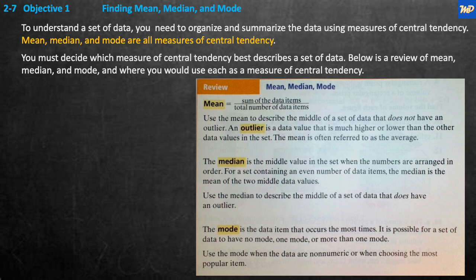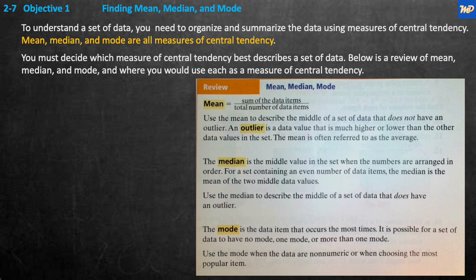Okay, objective 1, finding mean, median, and mode. To understand a set of data, you need to organize and summarize the data using measures of central tendency. They are the mean, median, mode, and they are all measures of central tendency. You must decide which measure of central tendency best describes your set of data. Below is a review of mean, median, and mode, and where you should use each as a measure of central tendency.